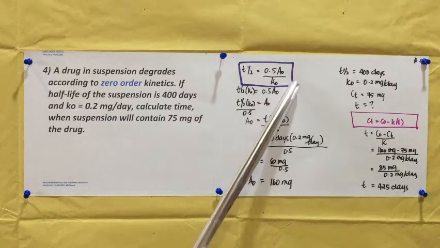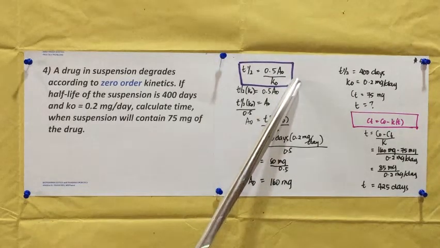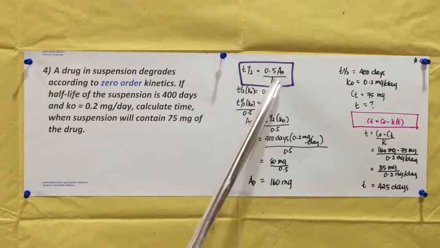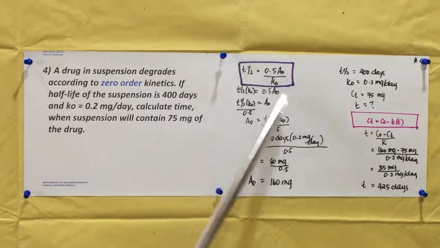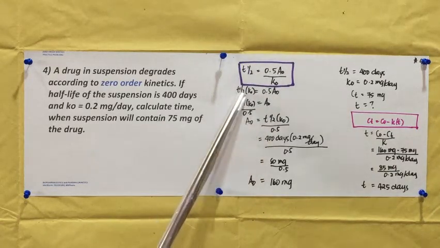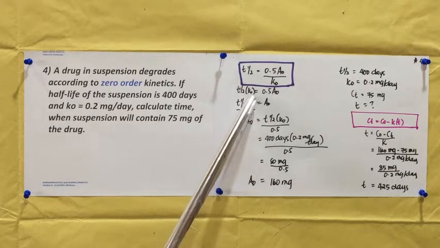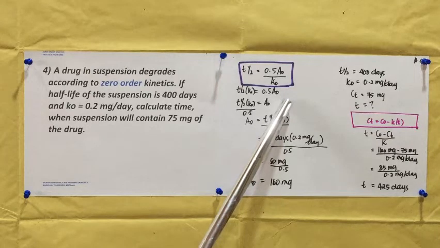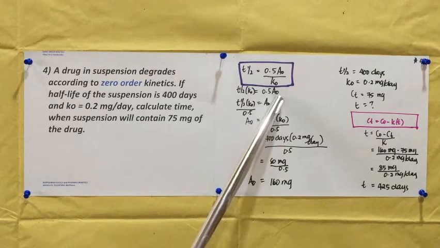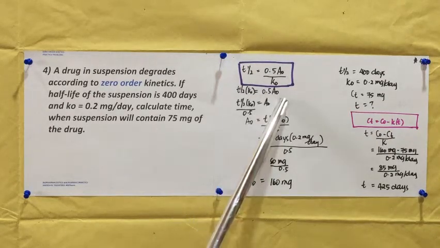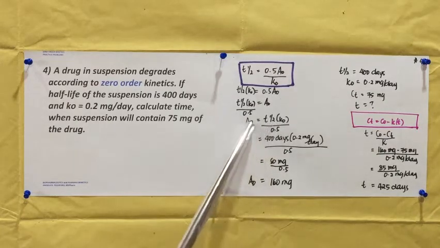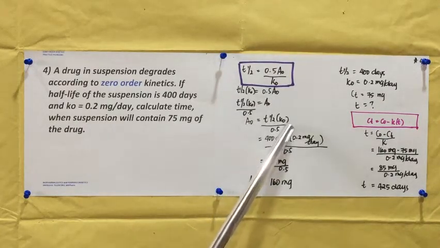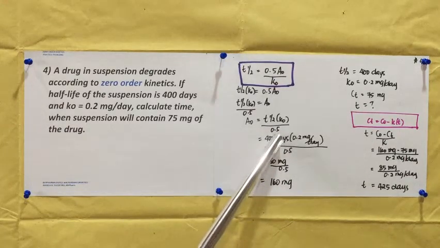So, let us derive from this formula how to compute for AO. We can move this up. So, T1 half times KO is equivalent to 0.5 AO. Since AO lang yung kailangan natin, we will divide it by 0.5. So, AO now becomes T1 half times KO divided by 0.5.